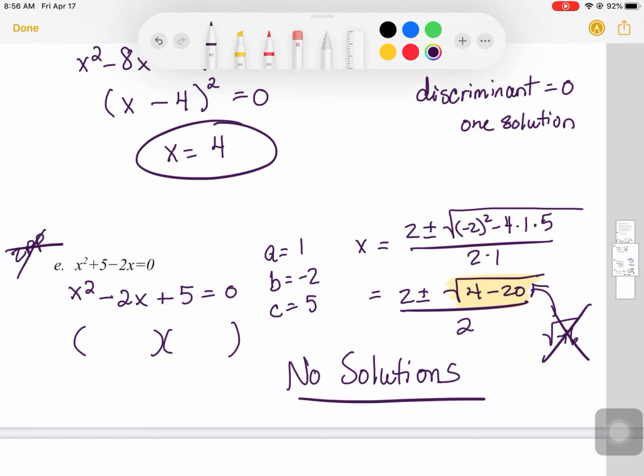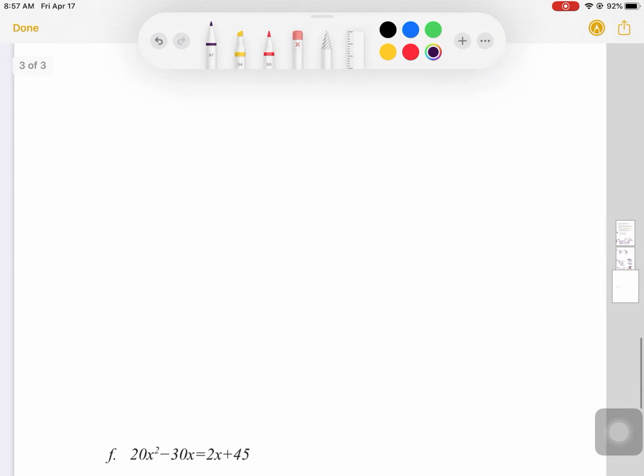That does not mean that this parabola doesn't exist. We could graph it, we would see it. It just means it doesn't cross the x-axis. It sits above it and opens up, which means it'll never dip low enough for our y value to hit 0. So there are no solutions to this quadratic equation. This would be our answer to part E. All right, moving on to the last one, part F.